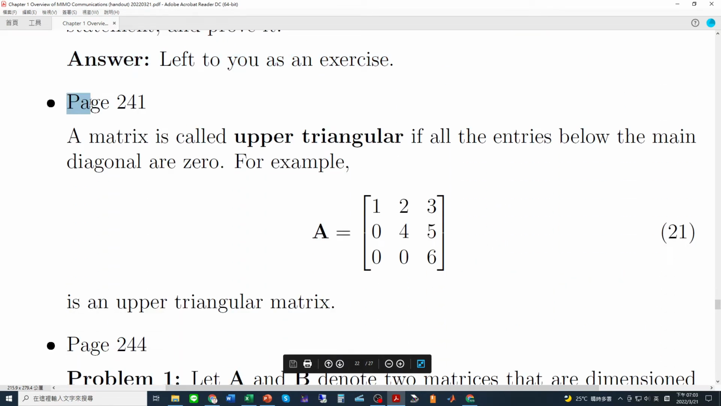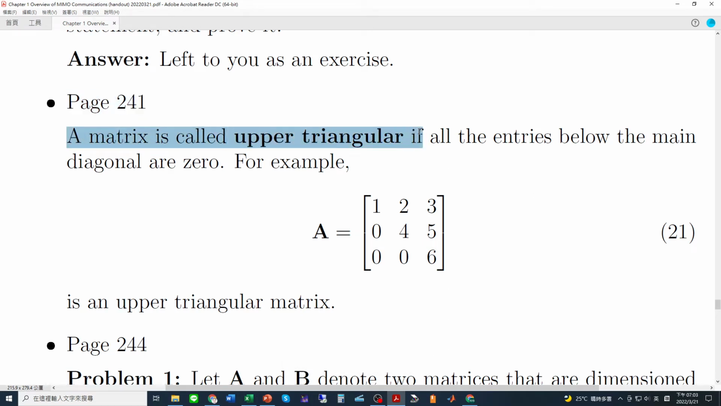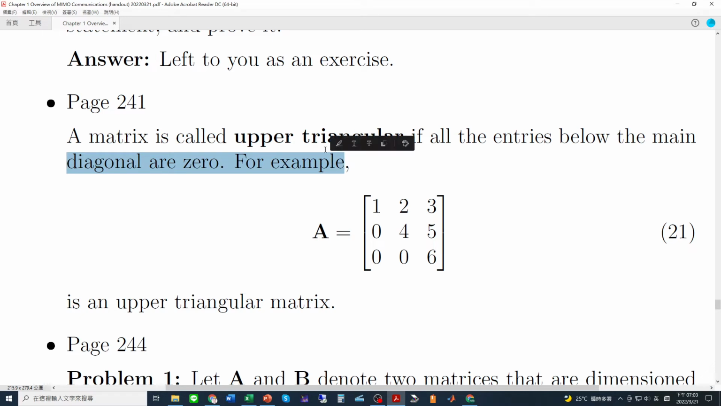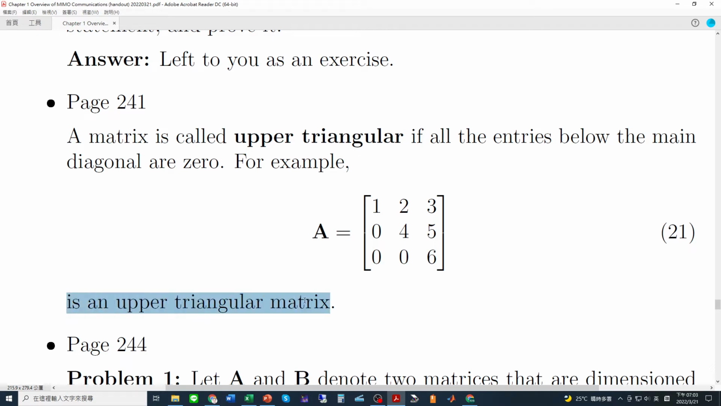Page 241. A matrix is called upper triangular if all the entries below the main diagonal are 0. For example, A is equal to 1, 2, 3, 0, 4, 5, 0, 0, 6 is an upper triangular matrix.